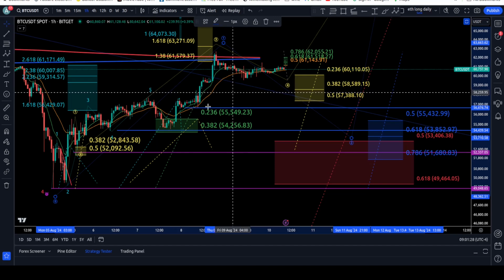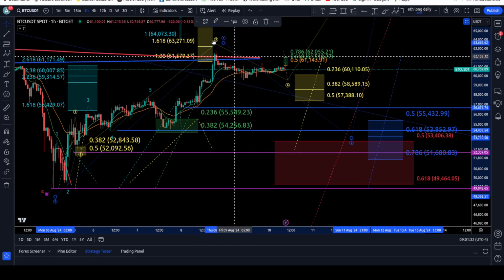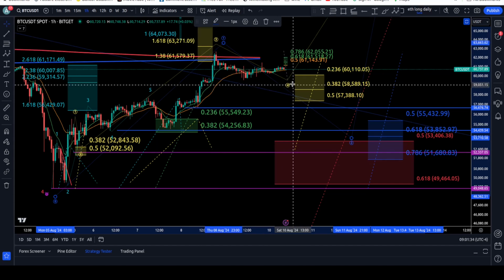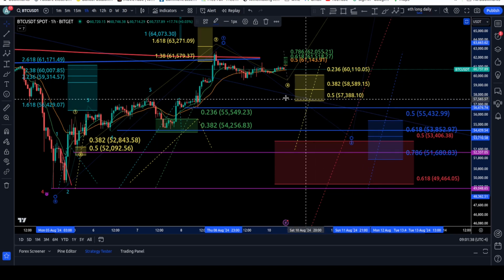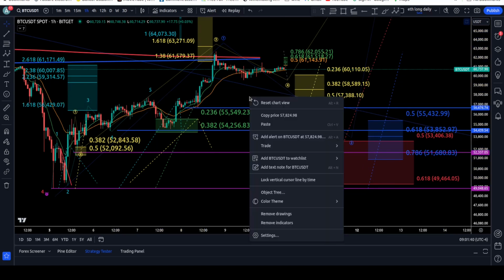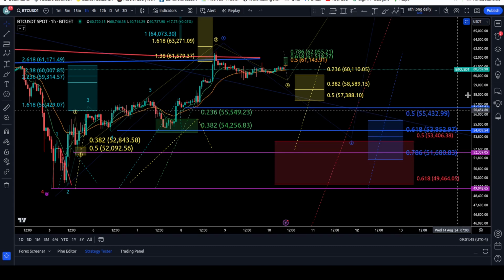scenarios now, and I would say first thing first, I'm going to follow closely this yellow count. If the yellow count doesn't work, then I am going to watch for this blue count. Yeah, pretty much.